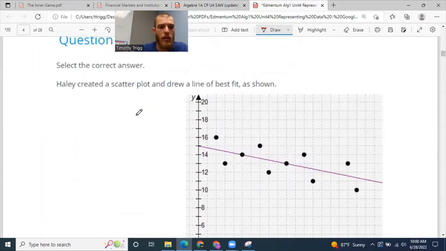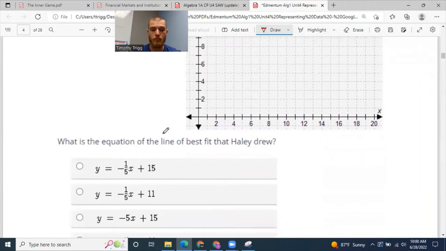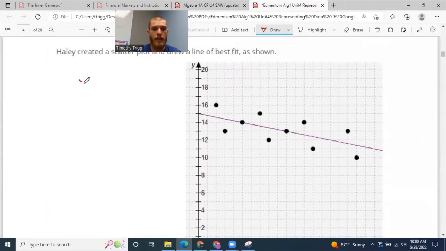Okay. Haley created a scatter plot and drew a line of best fit as shown. So we see here, we got the scatter plot. It's a negative correlation in this case. So we know we're going to have a negative slope. And we want to find the slope-intercept form of the line. So y equals mx plus b, where m is the slope and b is the y-intercept.